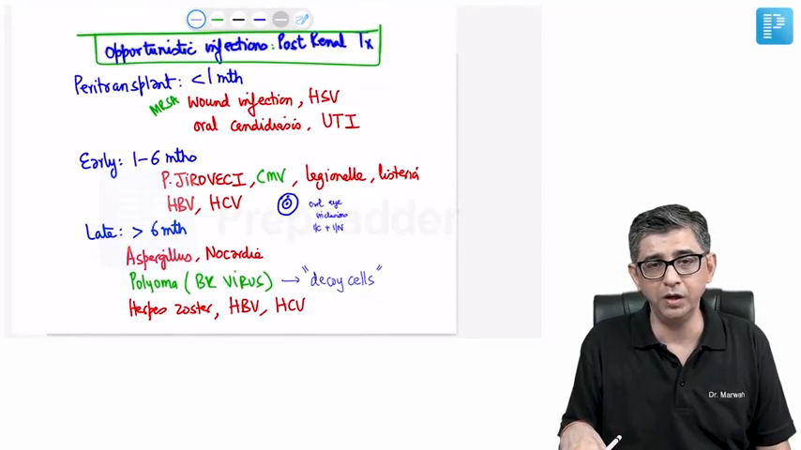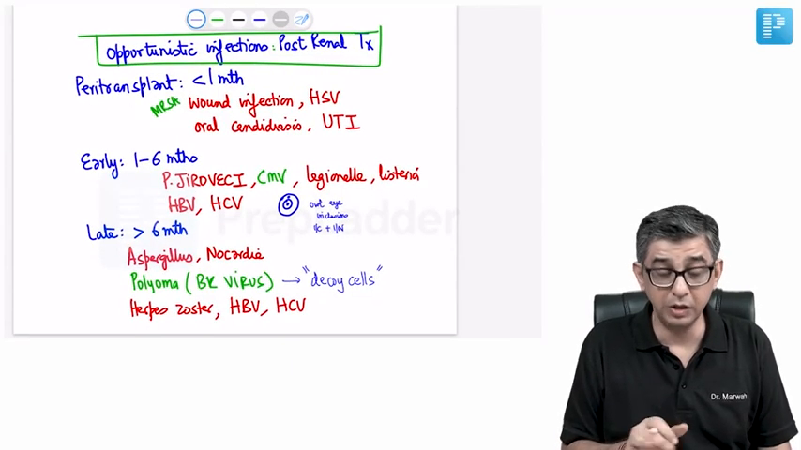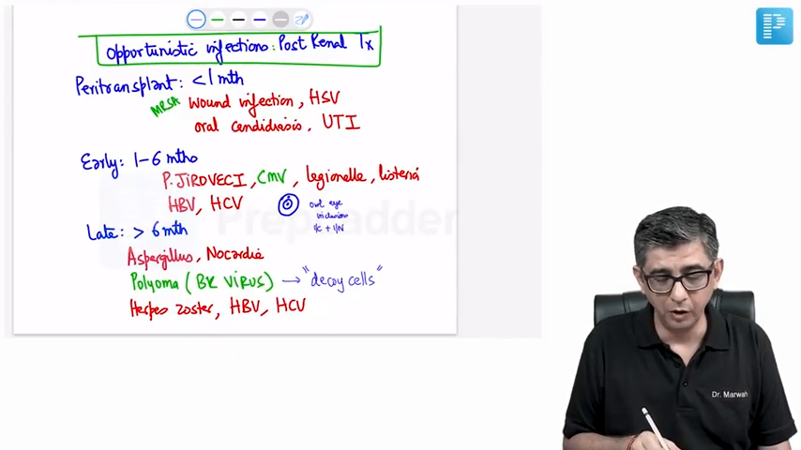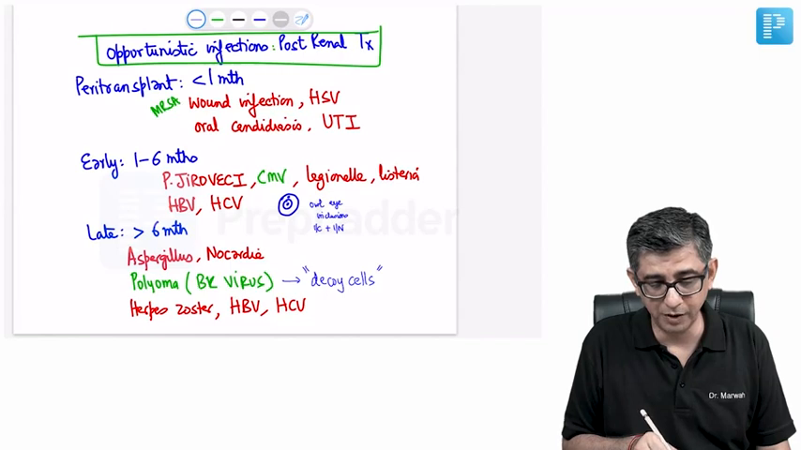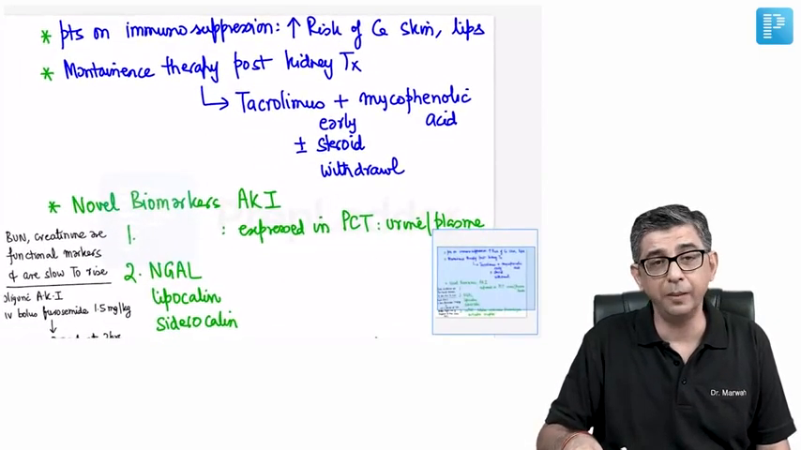The data in green has to be given importance here. And overall the number one, if he says which of these is the commonest one, then cytomegalovirus is to be answered as the commonest one for opportunistic infections post kidney transplantation. This is because the patient is already on immunosuppressive therapy.